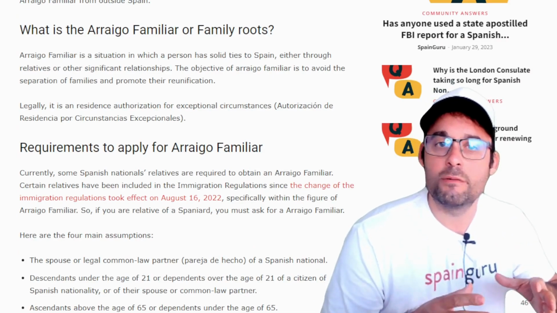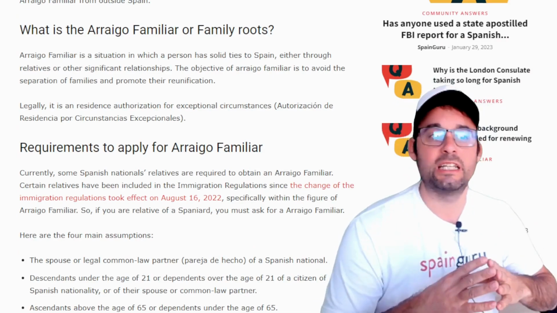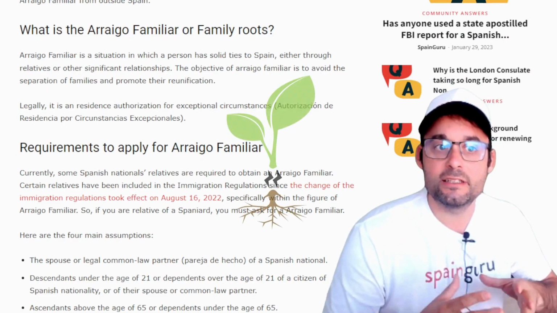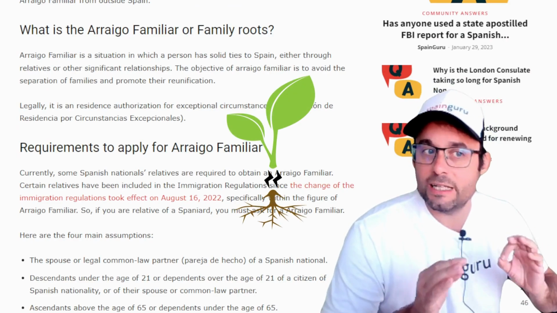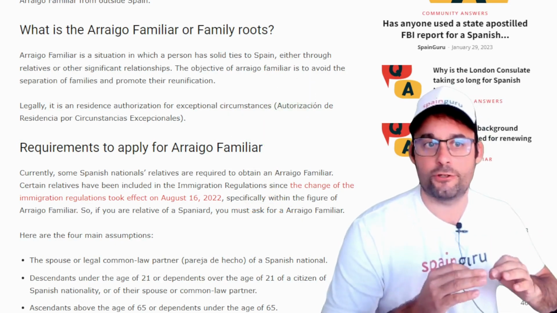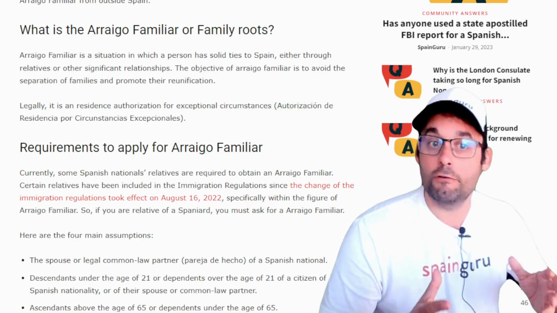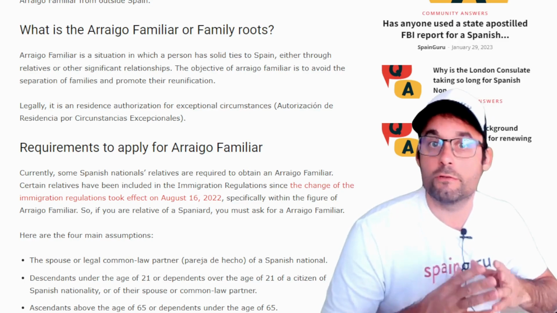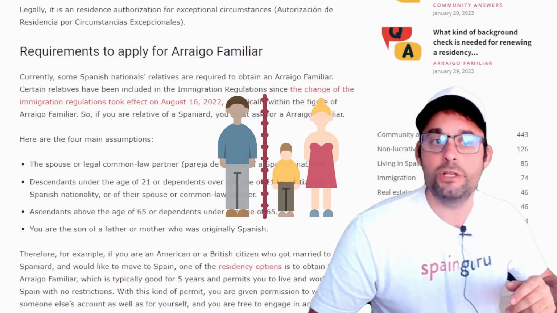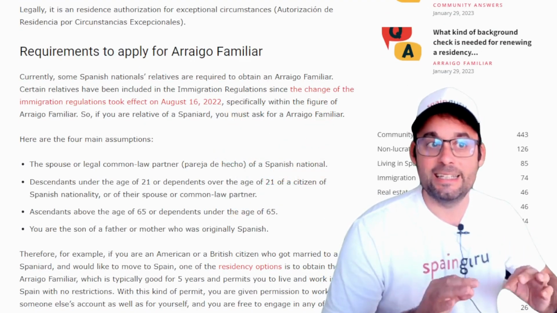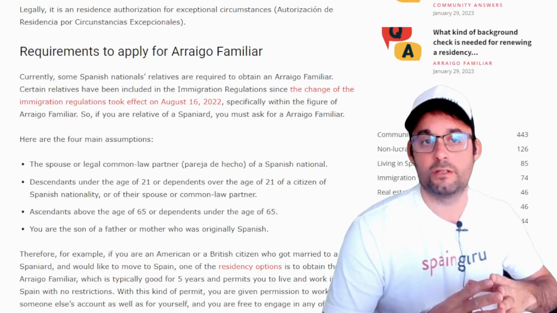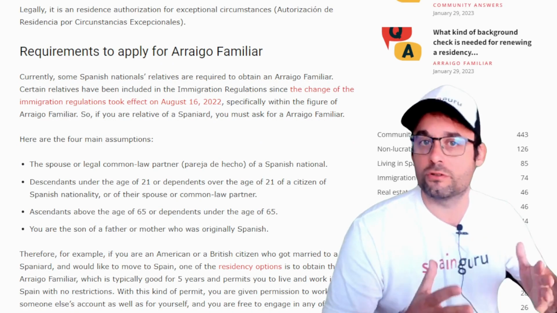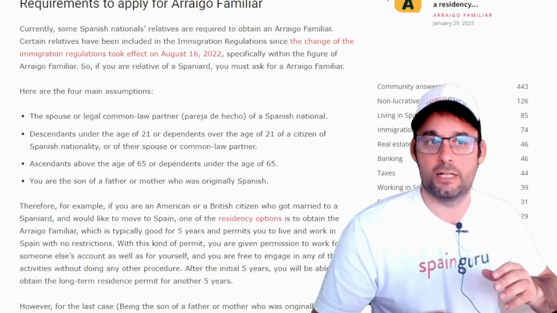What is the Arraigo Familiar, or family roots in English? Arraigo Familiar is a situation in which a person has solid ties to Spain, either through relatives or other significant relationships. The objective of Arraigo Familiar is to avoid separation of families and promote their reunification. Legally, it is a residence authorization for exceptional circumstances, autorización de residencia por circunstancias excepcionales.